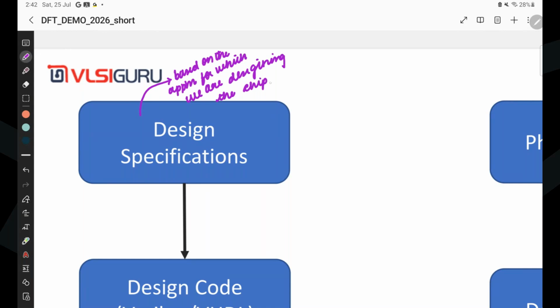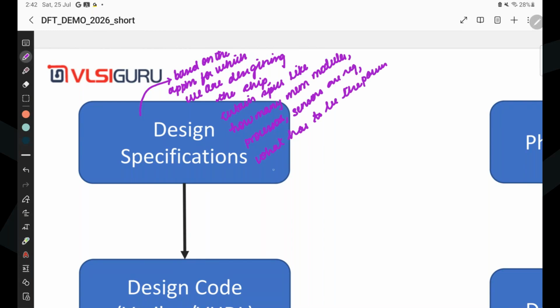So certain specifications like how many memory modules, and then processors, and then sensors are required, and then what has to be the power. So all these kind of specifications will be decided.